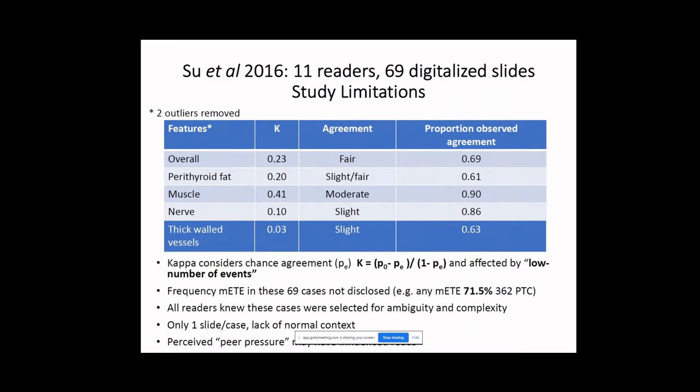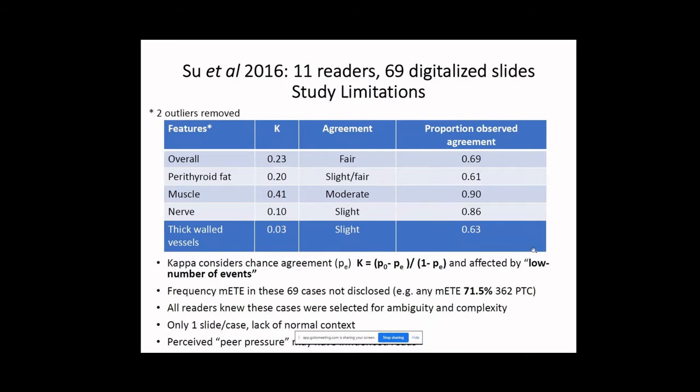So before you lose all hope with any reporting of microscopic ETE, let's look at the limitations of this study. Here you see the kappa value again with the two outliers removed. As you heard before, there is a slight elevation in the kappa value, but it's not statistically significant, and the agreement is still fair or slight. Now, I draw your attention to the proportion of observed agreement, which is different, and of course much higher.